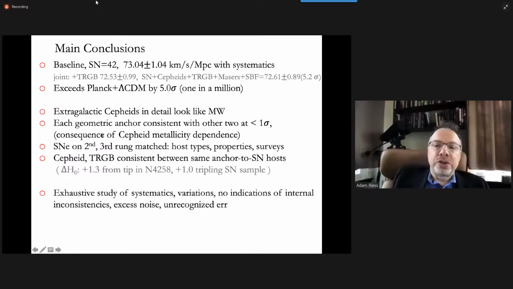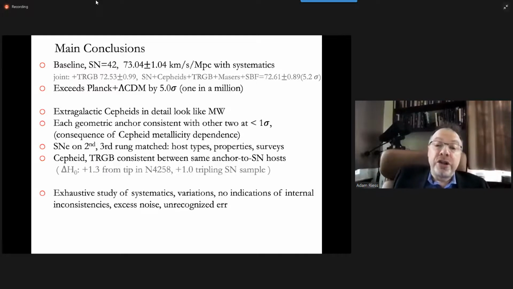Some other lower level conclusions that may interest you. The extragalactic Cepheids really do look like the Milky Way counterparts, even in greater detail. The individual geometric anchors are consistent with each other at better than a sigma. This is a consequence of the Cepheid metallicity dependence. We've done a pretty thorough job, I think, now of matching the supernovae across the second and third rungs in terms of host types, properties, and surveys, which is contained in the paper.